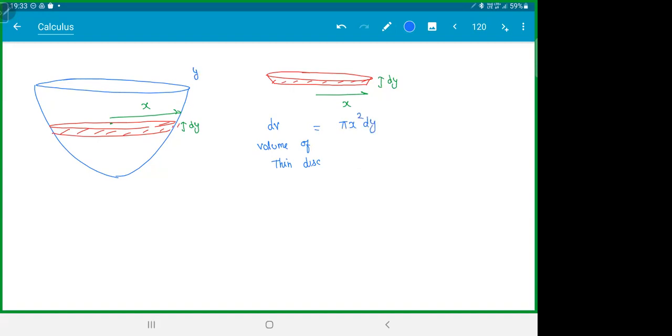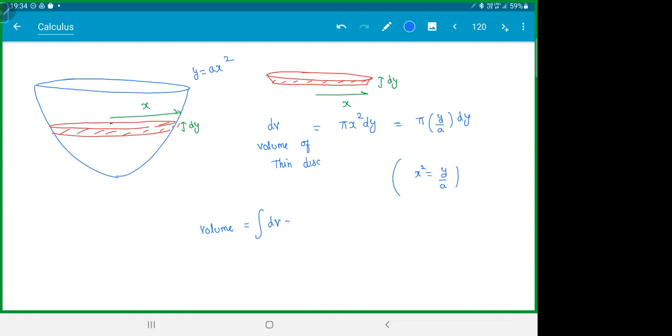And what is the equation given? y is equal to ax square. That is the equation given. So I can replace x square here with y by a, into dy. I'm just replacing x square with that. x square is y by a.